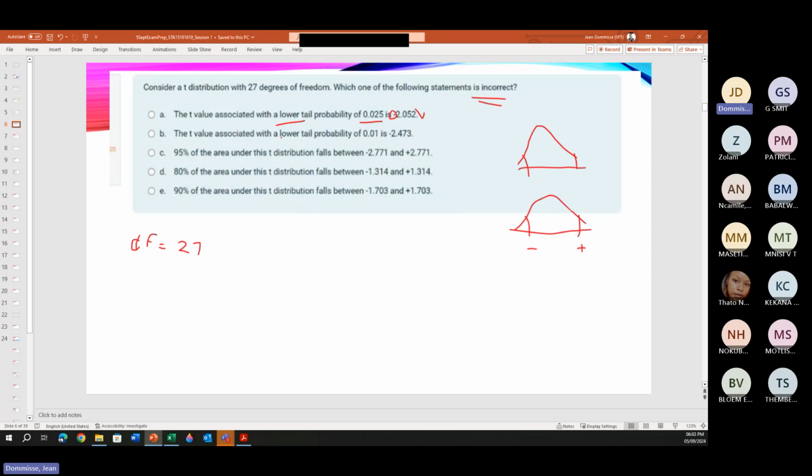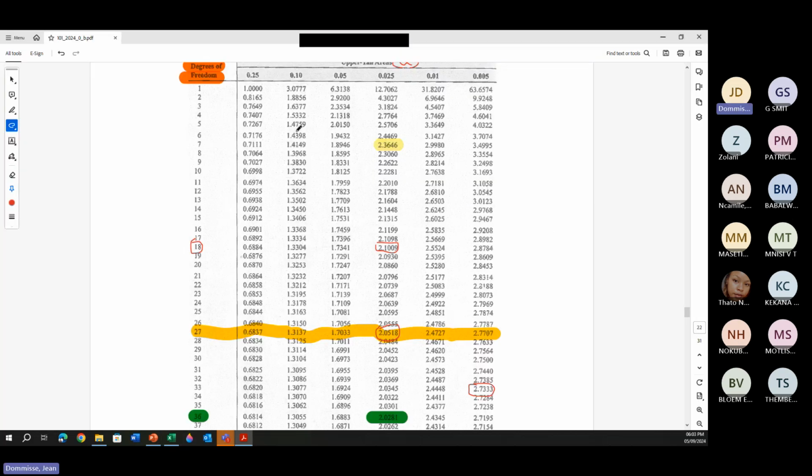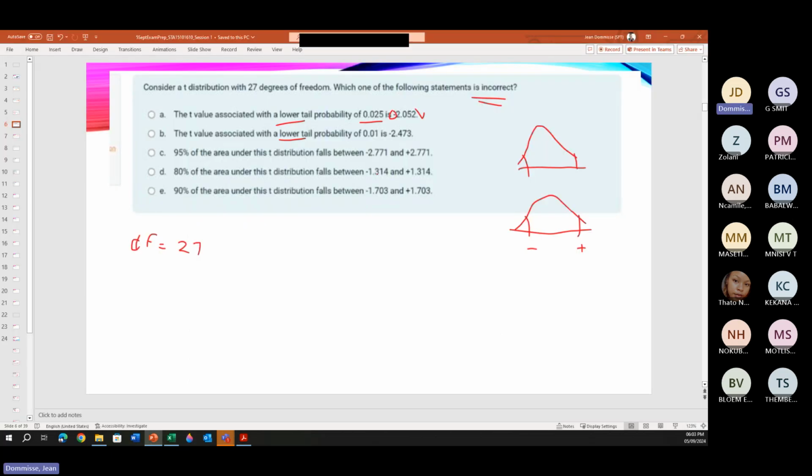The t value associated with a lower tail of 0,01: 2,473. Lower tail, so it's negative. So that is also correct. We're still looking for the incorrect one.